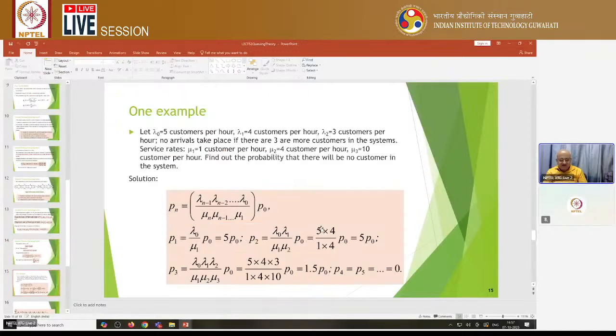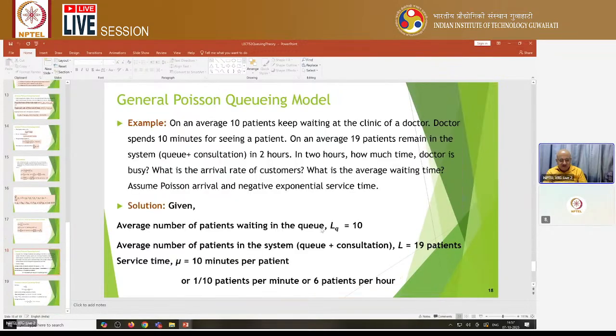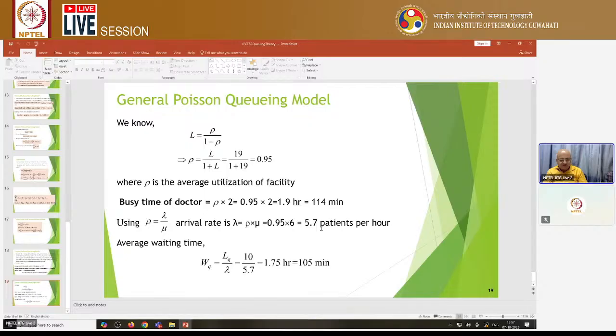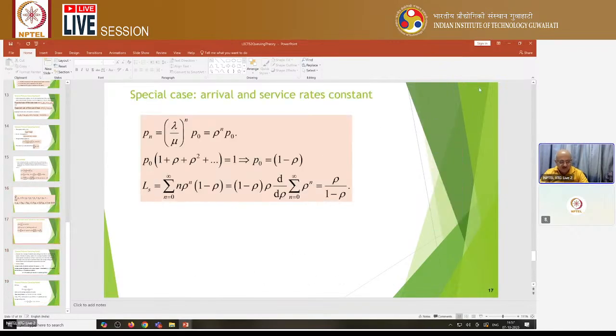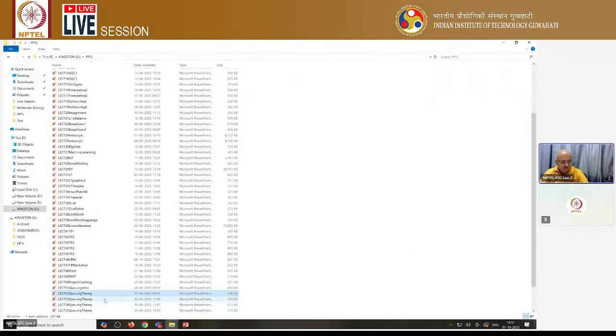These are some formulas, particularly for the general single server model. The length of the queue in the system is rho divided by 1 minus rho, and the waiting time W_Q is equal to L_Q divided by lambda. These formulae are given nicely, you can see them and apply them. Most of the time, questions on queuing theory are included in any competitive exam.